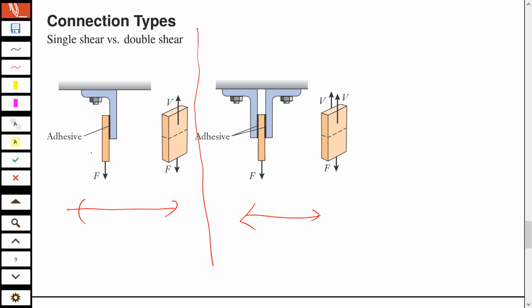So I have this adhesive region, and because this is a rigid support and you apply load here, you want this to slide past this. तो ये जो region है, अब यहाँ पे because you have just one region, one shear plane, so the internal force V will be equal to the external force F. So in this case F equals V क्योंकि ये single shear है.